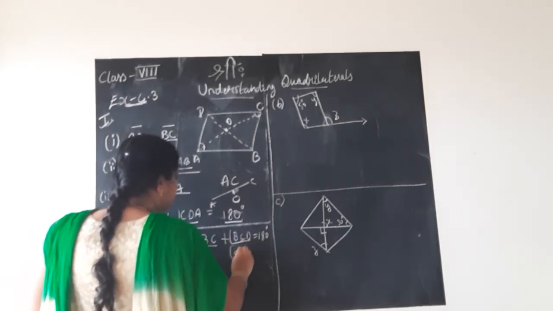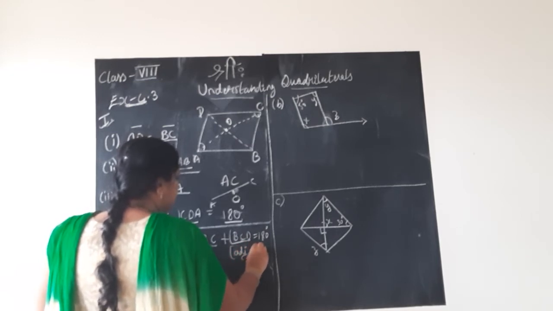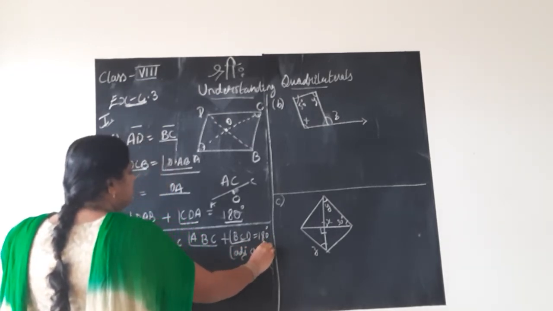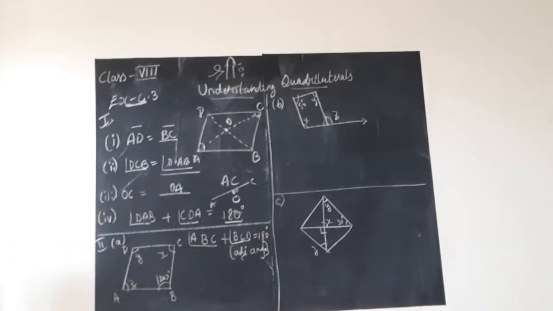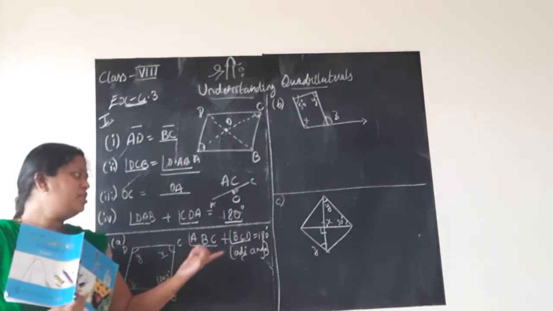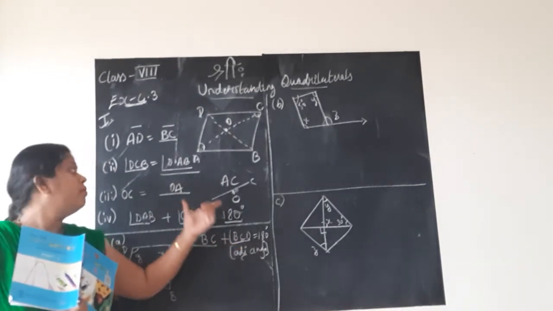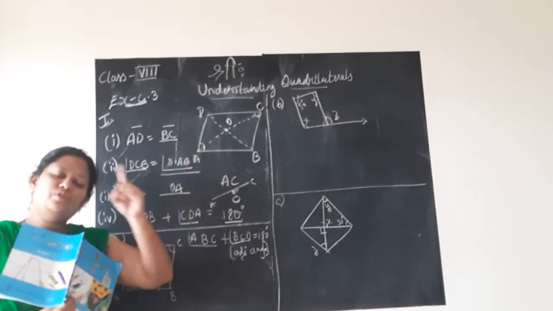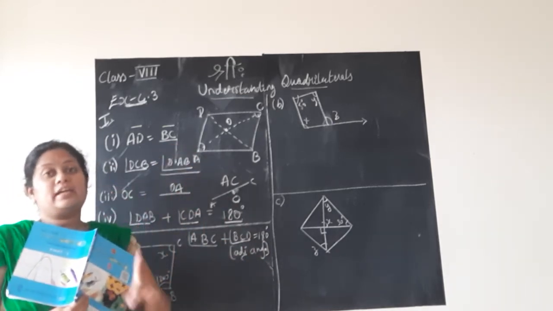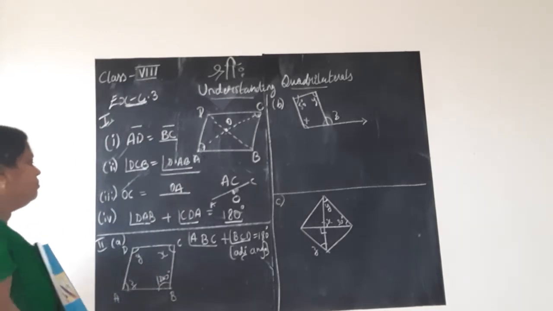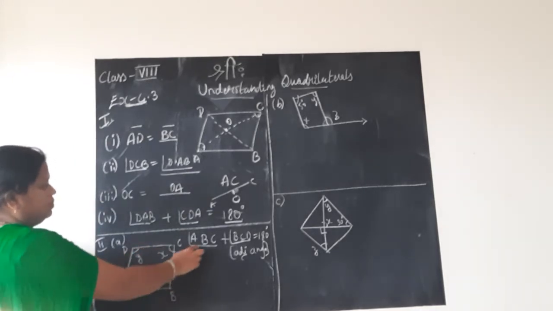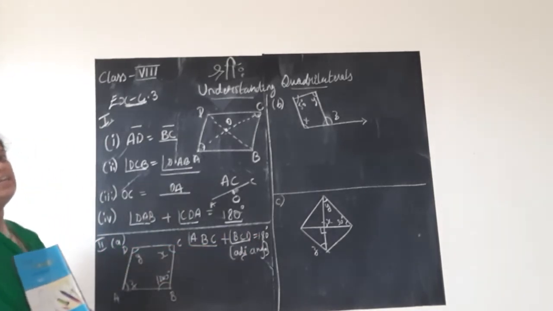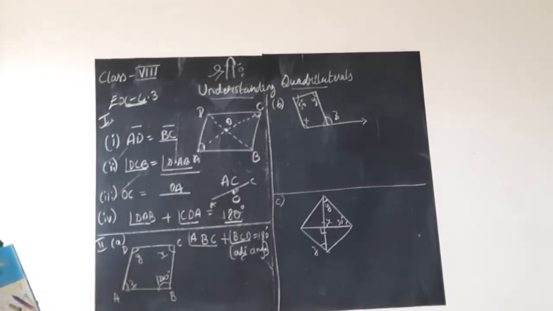How can I write this? Because they both are adjacent angles. I told you in the previous session also, children, in geometry whenever you solve a problem, reasons should always be mentioned in brackets or else you will lose marks. Please keep it in mind. So angle ABC plus angle BCD is 180 degree. Why? Because they are adjacent angles.